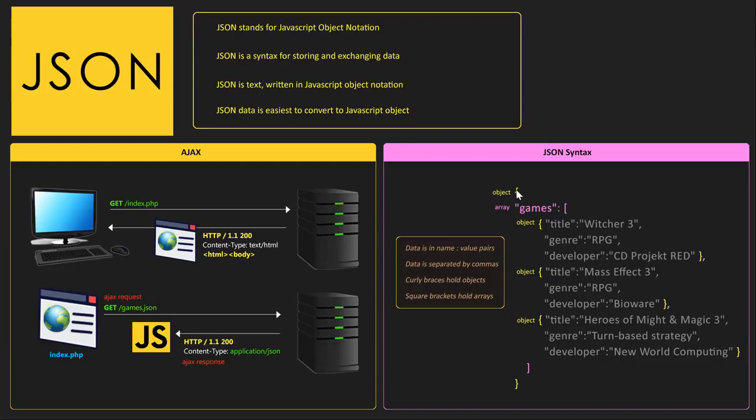So first we have the main object, which encapsulates the whole thing. And inside of this object we have an array named games, which is highlighted in pink. And you can see that this array has square brackets. So square brackets hold arrays. And inside of the games array we have 3 objects, each with a different title, genre, and developer, describing video games. Alright, so now that we understand what JSON is, let's do some coding.